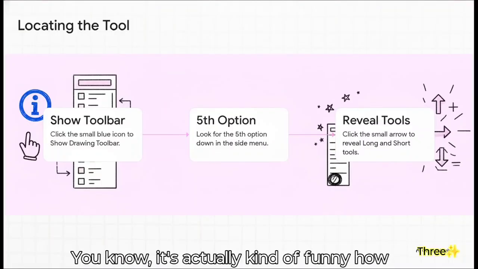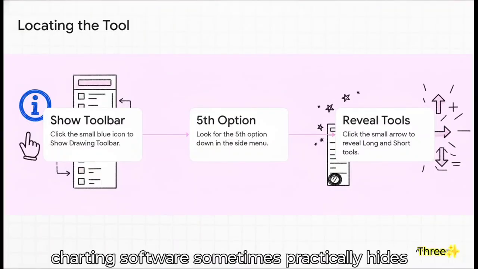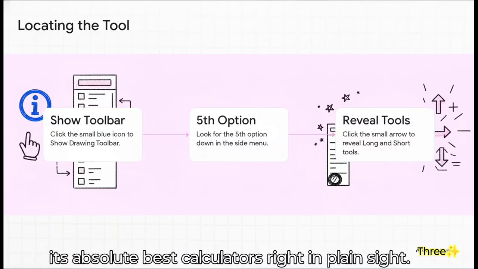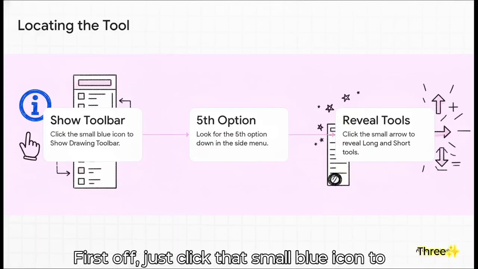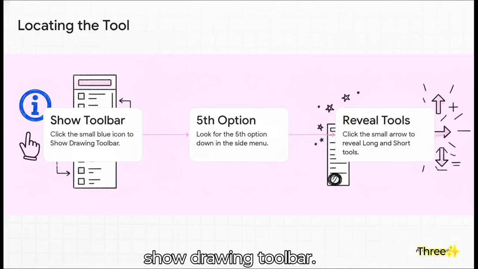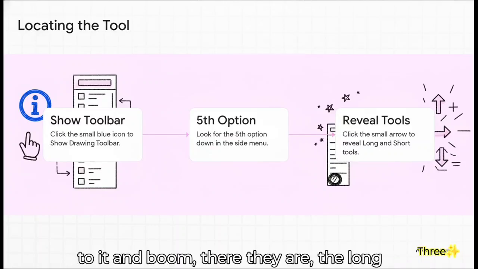You know, it's actually kind of funny how charting software sometimes practically hides its absolute best calculators right in plain sight. So if your sidebar isn't showing up right off the bat, here's exactly what you need to do to uncover it. First off, just click that small blue icon to show the drawing toolbar. Next, count down to the 5th option. And finally, click the little arrow right next to it, and boom, there they are, the long and short position tools.